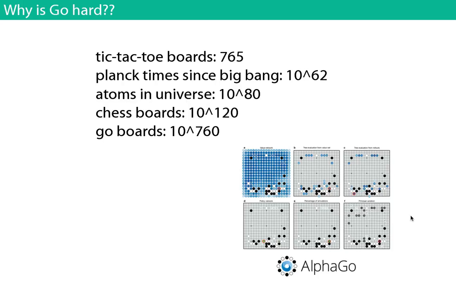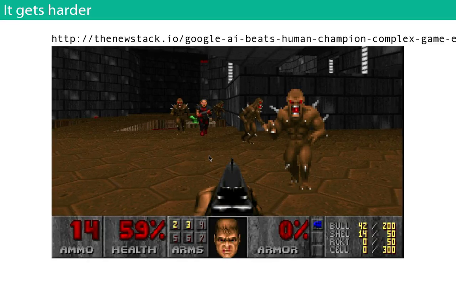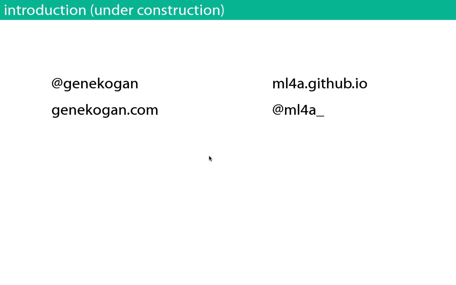And Go is really crazy because the number of Go boards is so vast that you can't compare it to any number in the observable universe. So that's really interesting in and of itself. Go is really hard to solve, and we did a good job at beating it, and it actually gets much harder with other kinds of games. So those are the slides.